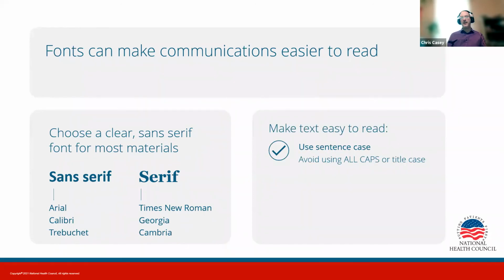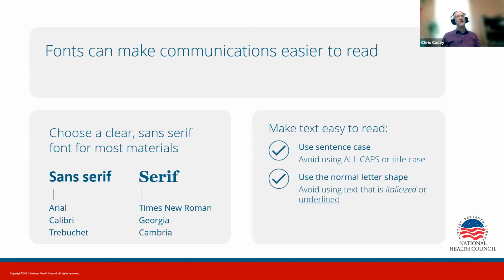Making text easy to read. So all of our computers give us many ways to format fonts and many fancy fonts to choose from, but you really want to keep it simple. So use sentence case. There's just a capital letter at the beginning of the sentence and all the rest lowercase except for proper nouns. Avoid using all caps or title case. This is for readability, especially for persons with lower health literacy or lower literacy levels. It keeps the letter forms consistent and easy to recognize.